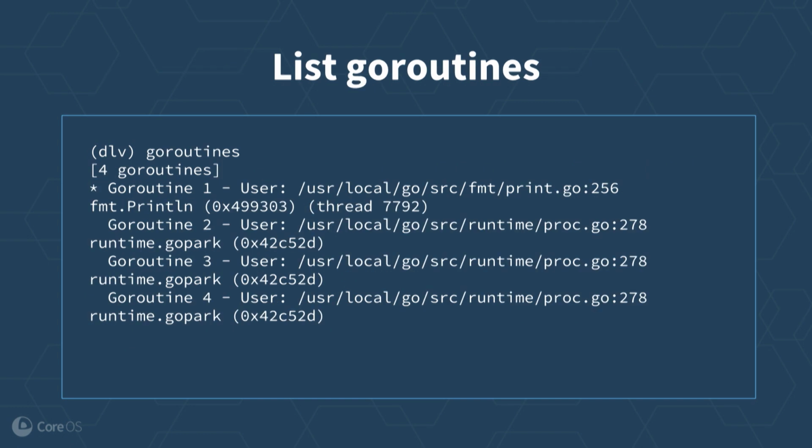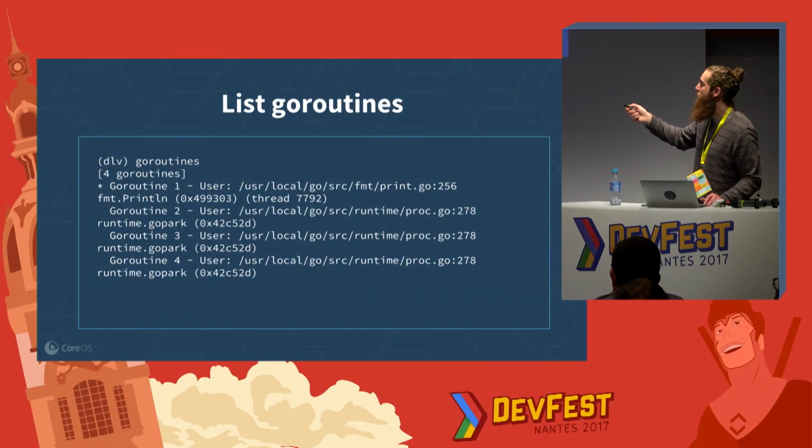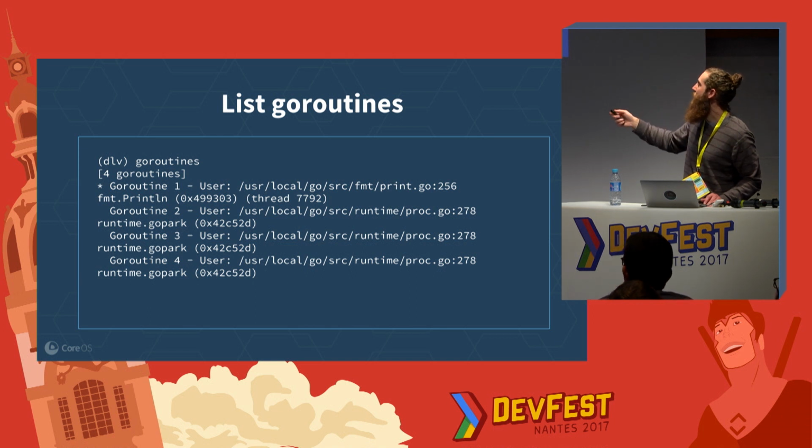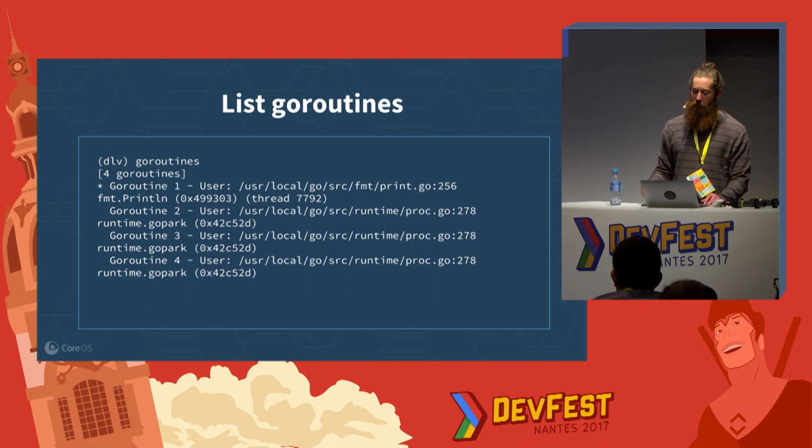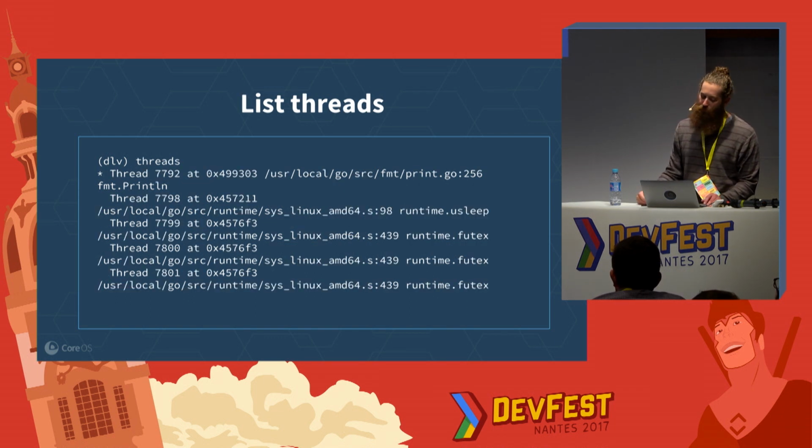You can list Goroutines, and the asterisk will show you what Goroutine you're currently on. You can also provide some flags to this command to change the output. Here we say user, so we try to show you where in user land you are and try to get you out of internal runtime land. But if you want to actually see that, you can choose to see that as well. You can list threads. Same deal. It'll show you an asterisk of what thread you're actually running on.